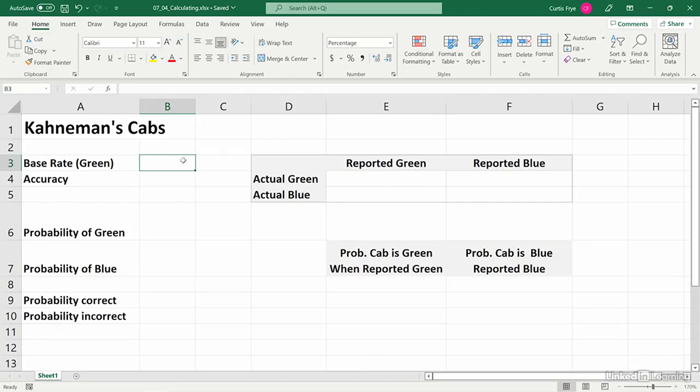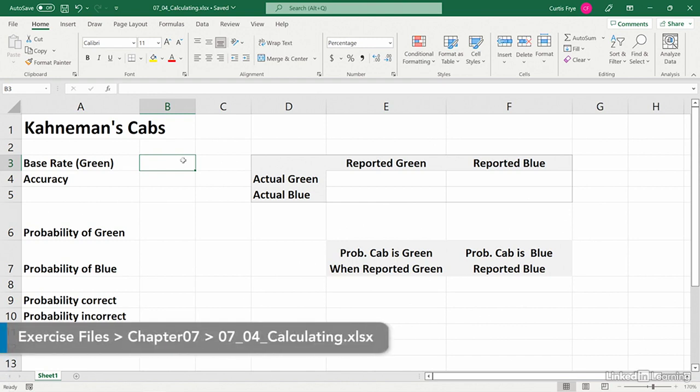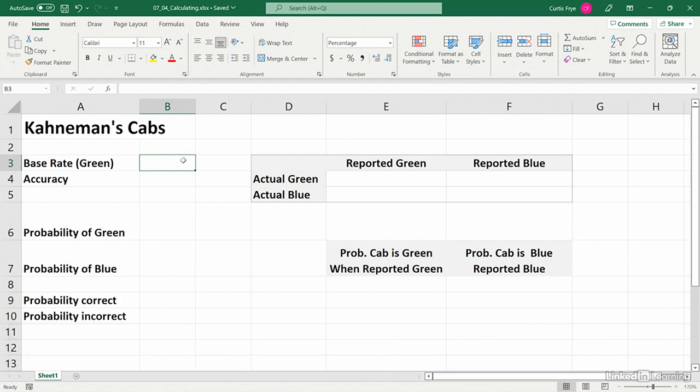Microsoft Excel worksheets are very well suited to performing Bayesian analysis. In this movie, I will show you how to implement our analysis of the Kahneman's-Cabs problem. My sample file is 0704 calculating, and you can find it in the Chapter 7 folder of the exercise files collection.